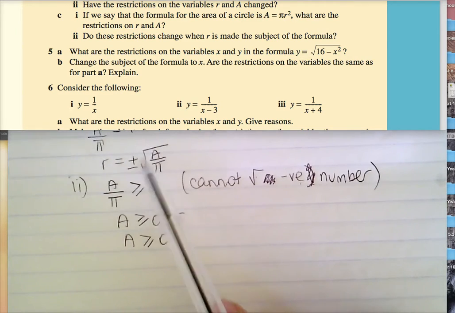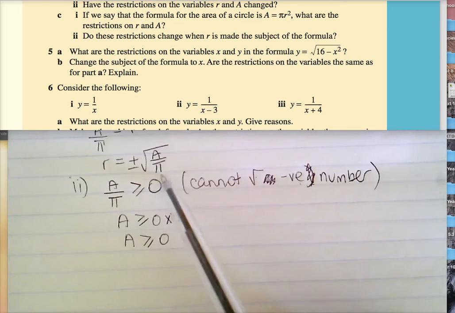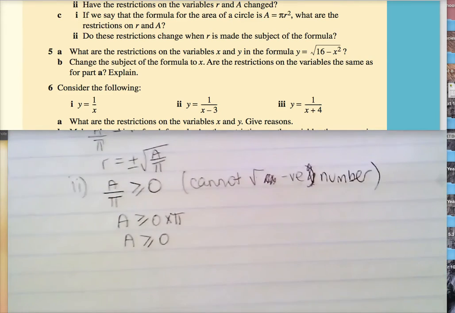Rearranged, r is plus or minus the square root of a over pi. When you come to use your calculator and you come to square root 0, you can do it. So the square root of 0 works. The square root of a positive number works. But the square root of a negative number gives you an error.